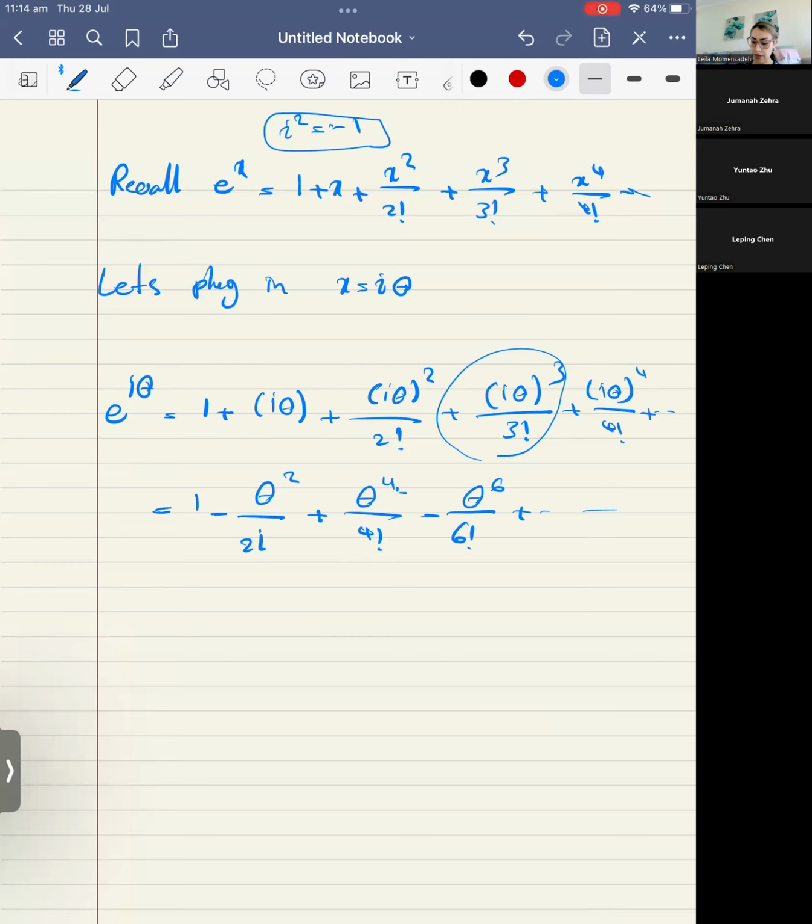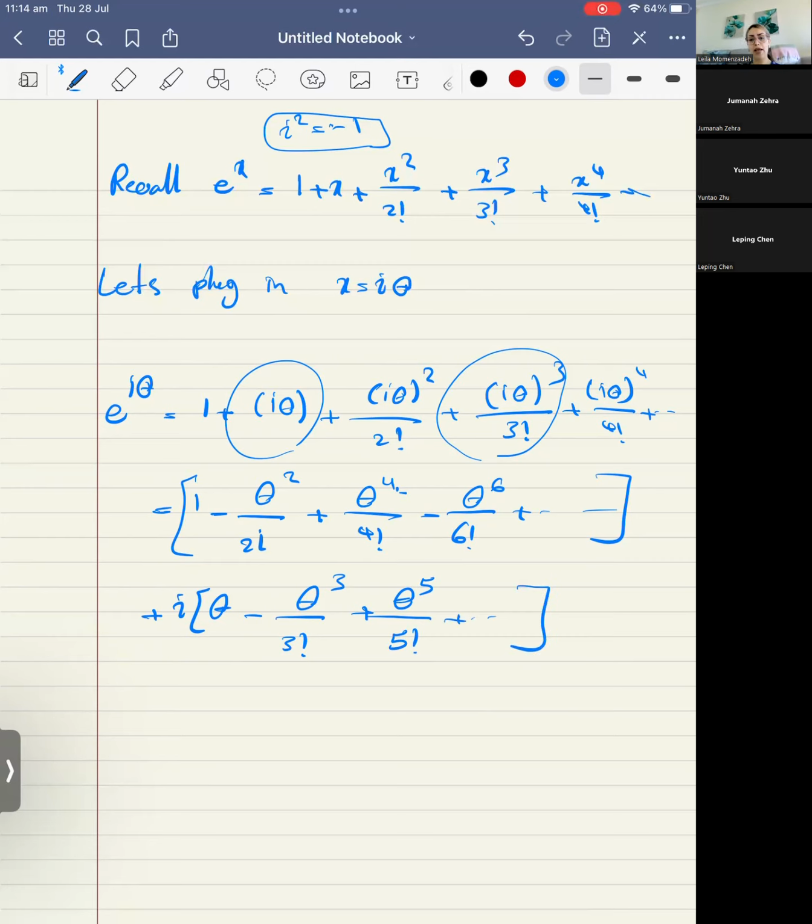And you can write here, now this part is the first part and the second part plus i times theta plus i theta cubed over 3 factorial plus theta 5 over 5 factorial. You can see we've divided the odd and even powers separately.